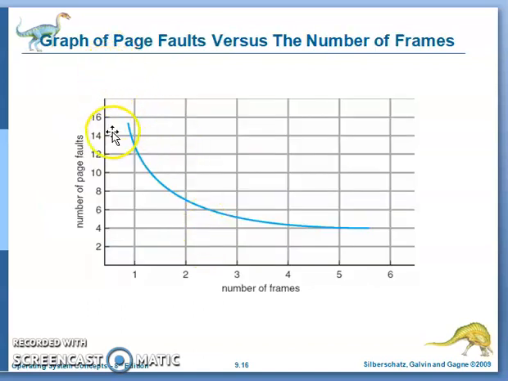So, the graph of page faults versus the number of frames. When the number of frames in the physical memory is increased, the page fault rate, or the number of page faults, will decrease. This is the general thing. If the number of frames is decreased, the page fault rate is increased. This curve indicates the page faults versus the number of frames.